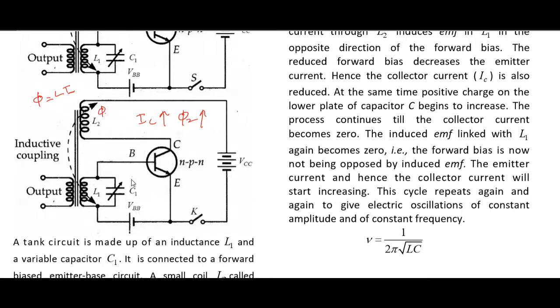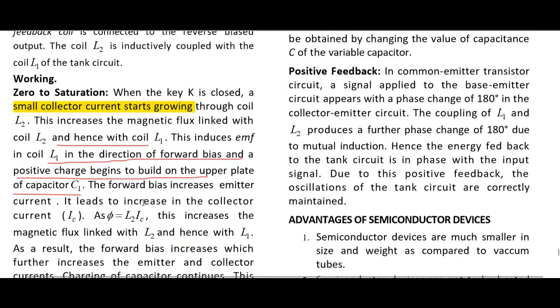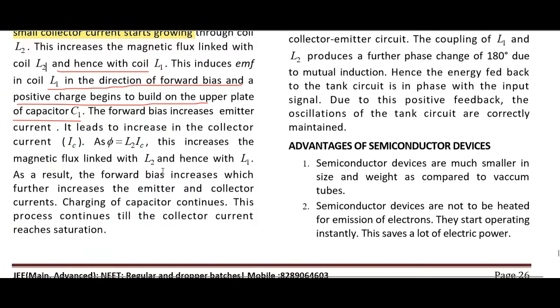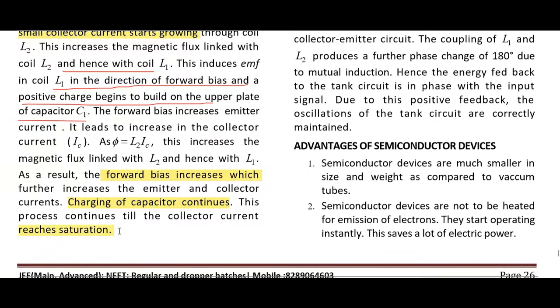Magnetic flux linked with this is phi 2. Phi 2 grows. If phi 2 grows, then what happens? Magnetic flux linked with this circuit grows. Now growth is always opposed. This increase in the magnetic flux linked with L2 and hence L1, as a result forward bias increases. As a result forward bias increases, which further increases the emitter current, the collector current, and charging of capacitor continues. This process continues till the collector current reaches saturation.